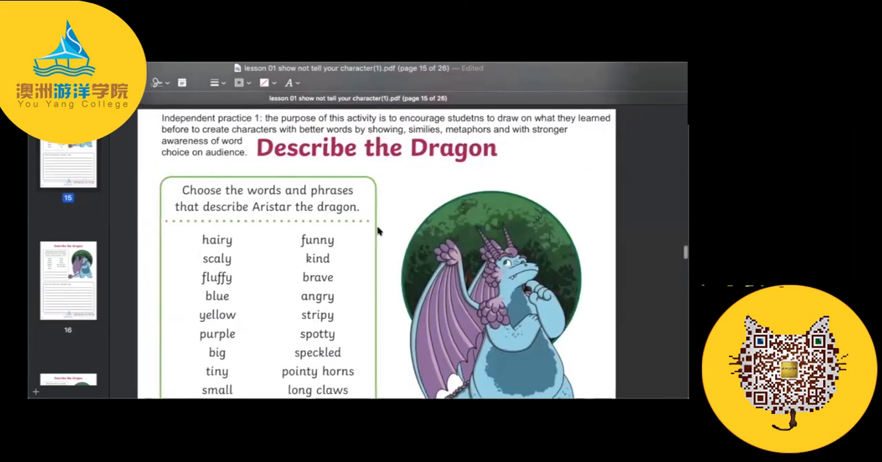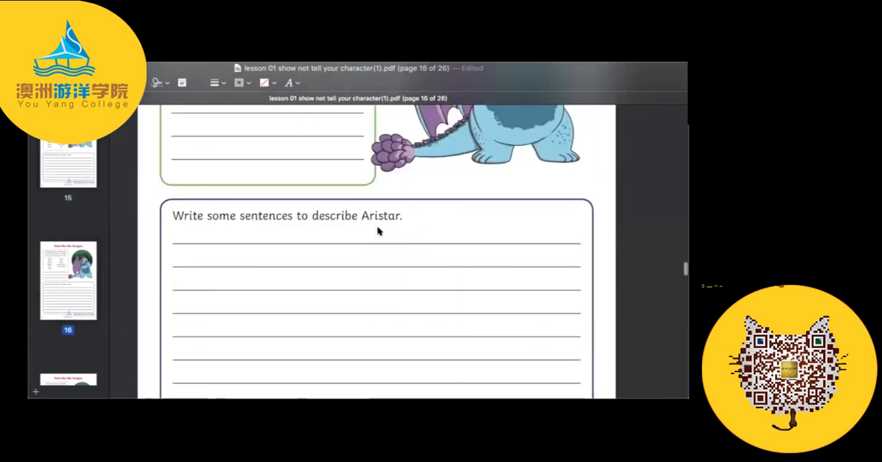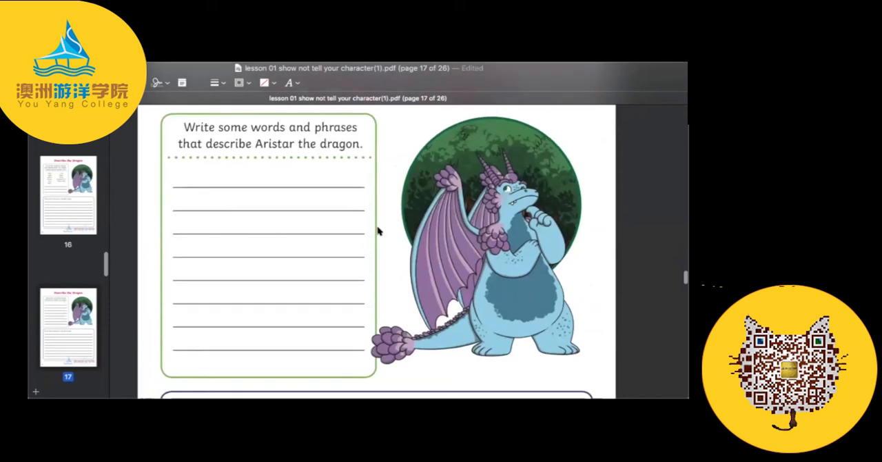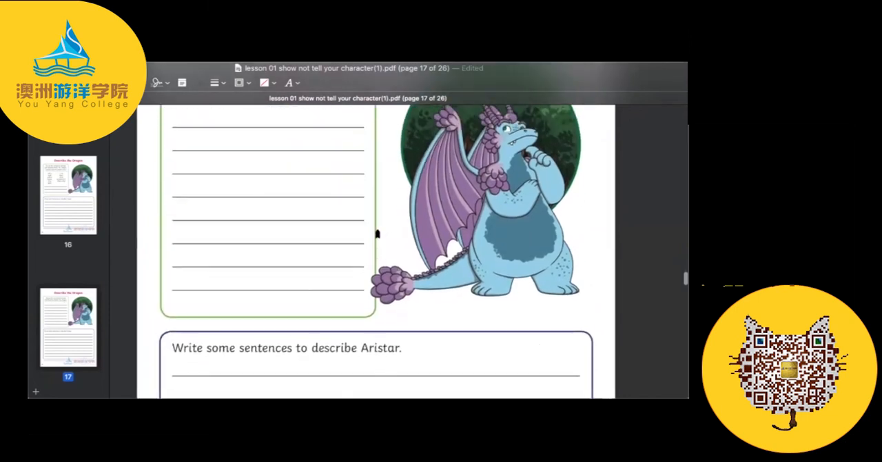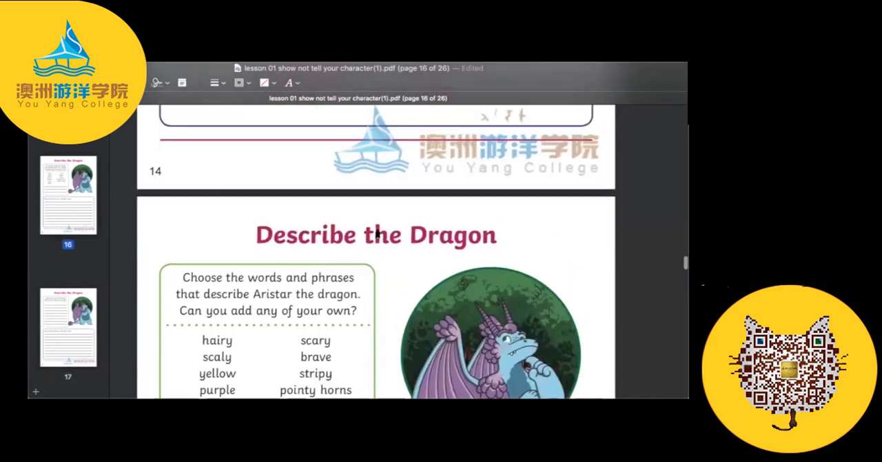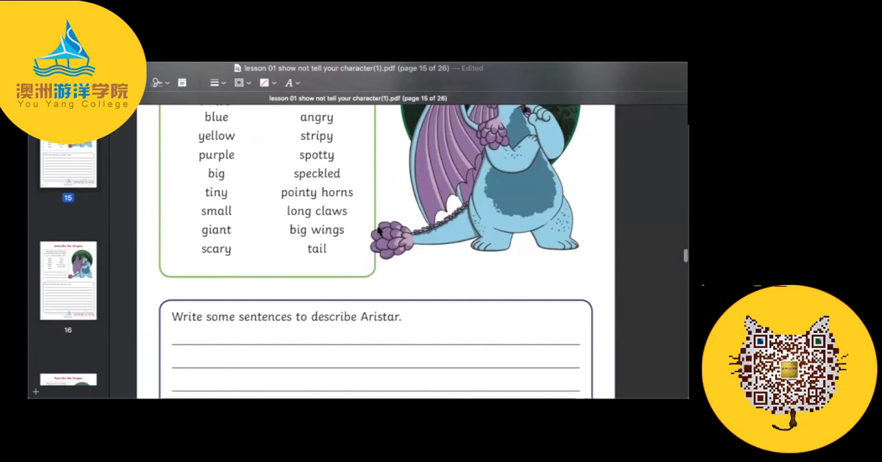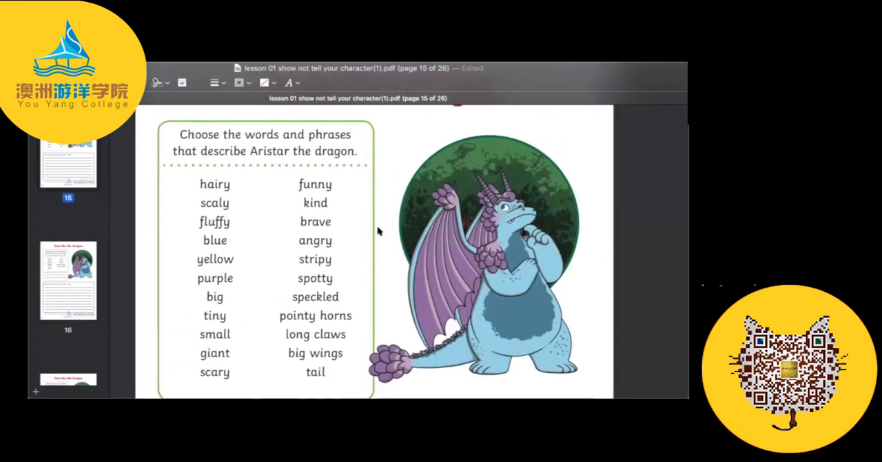So you have three different tries to describe Aristar the dragon. And what you can do is create the dragon in three different ways. So maybe you choose the first dragon to be very kind. And maybe the second dragon you think, oh, now I want to make a mean dragon. And then maybe the third dragon, I don't know, you can choose.